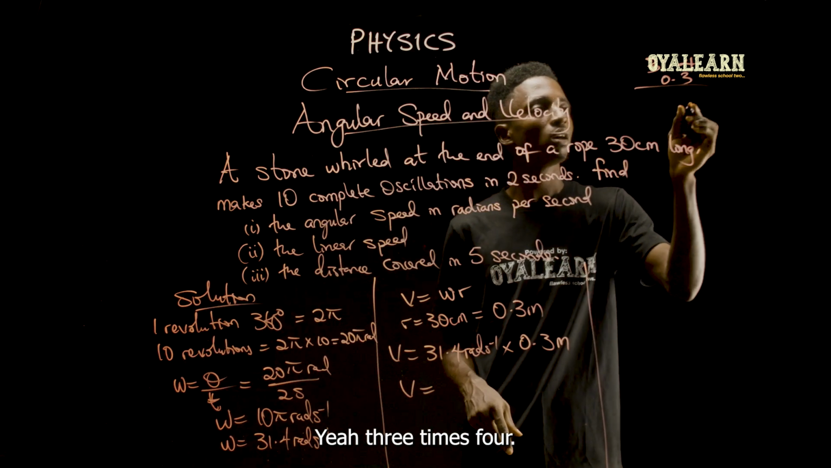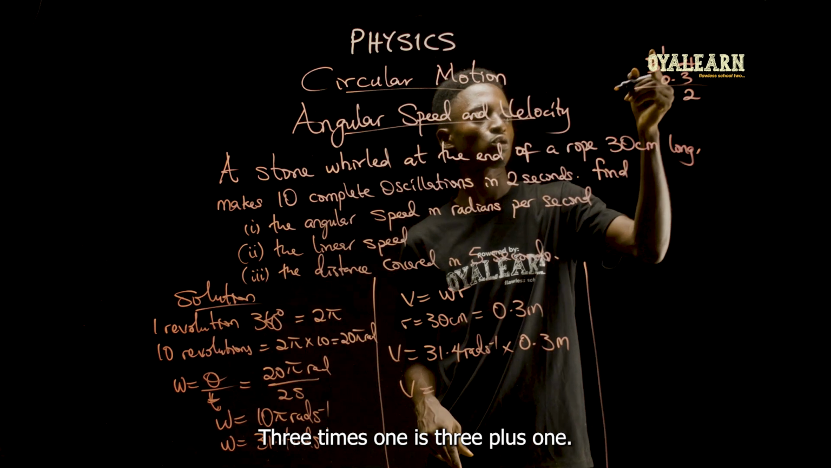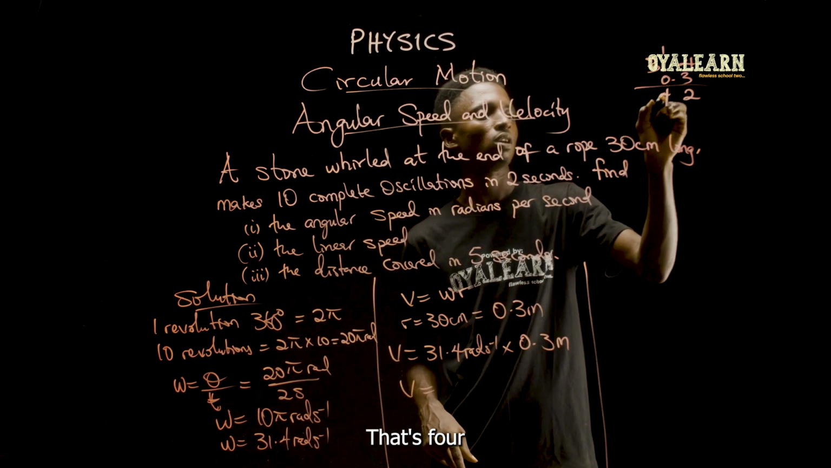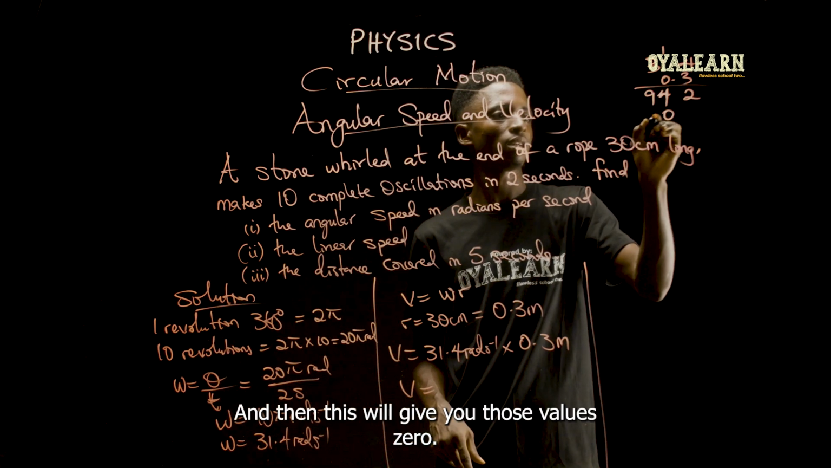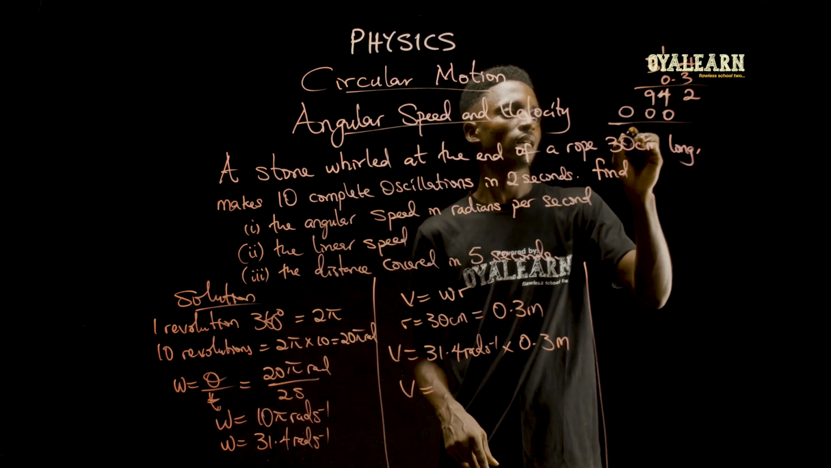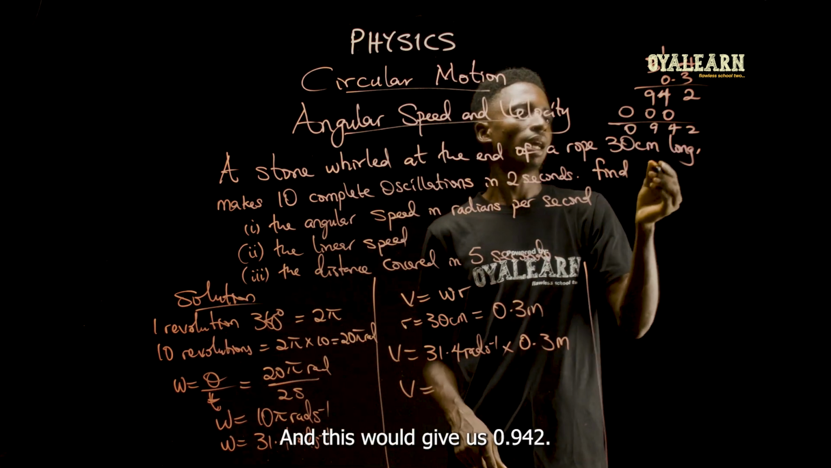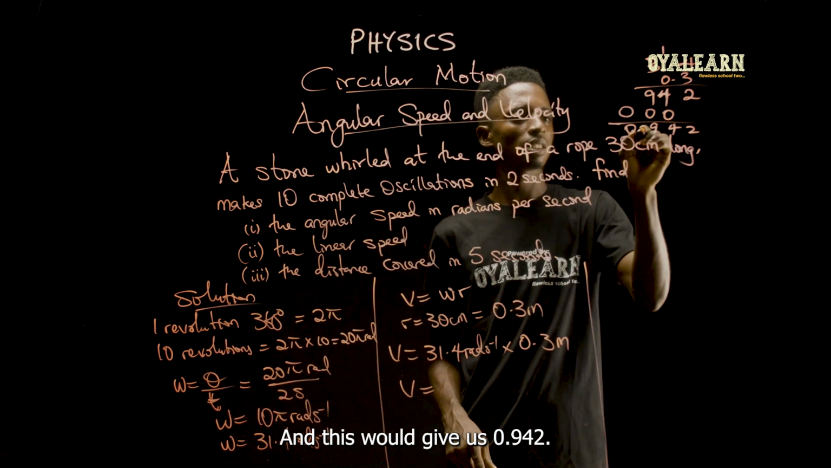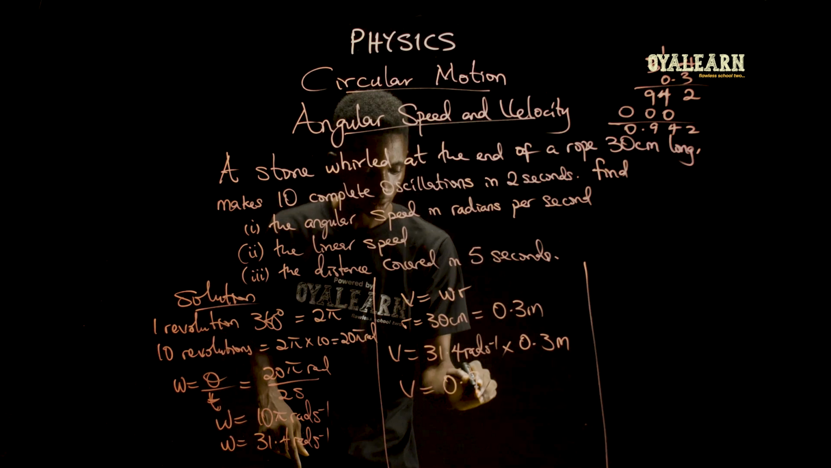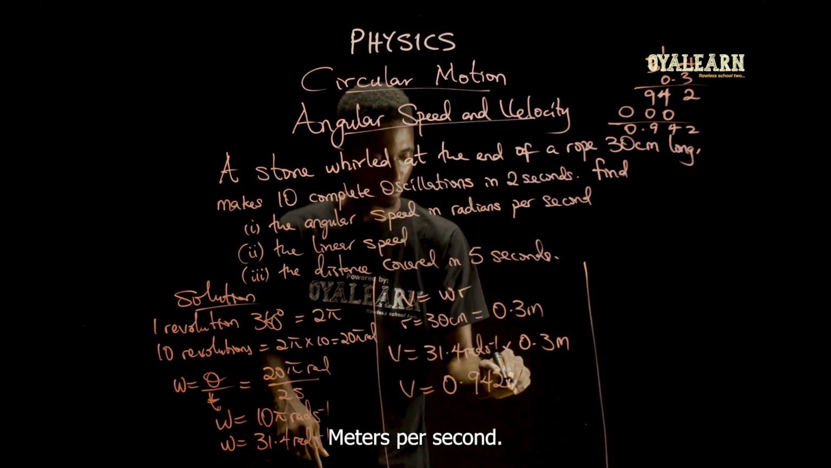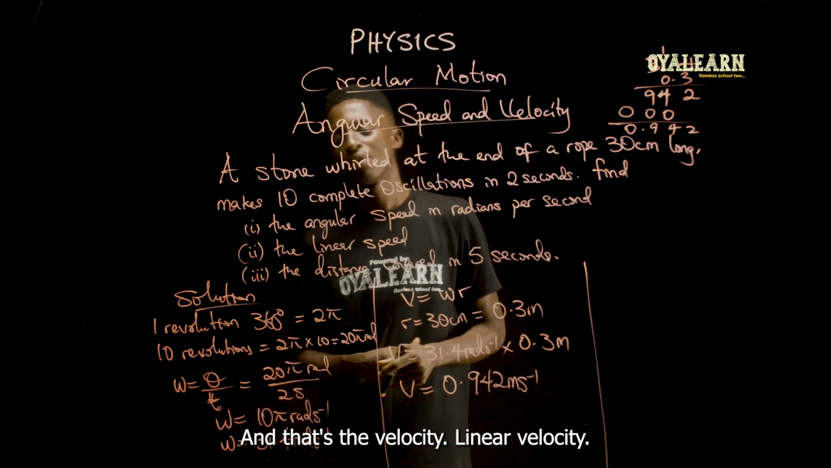3 times 4, that will give us 12. 2 carry 1. 3 times 1 is 3 plus 1, that's 4. Right? 3 times 3, that's 9. And then this would give you 0, 0, 0. This is 2, 4, 9, 0. And this would give us 0.942 meter per second, and that's the linear velocity.